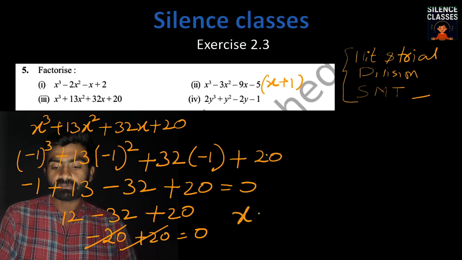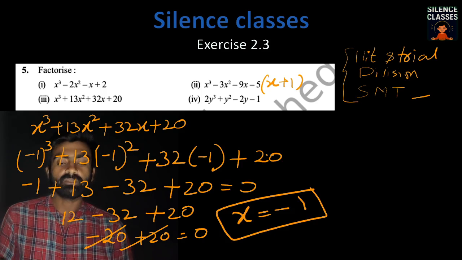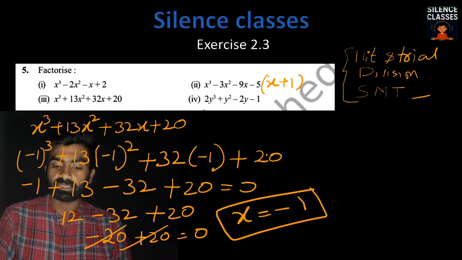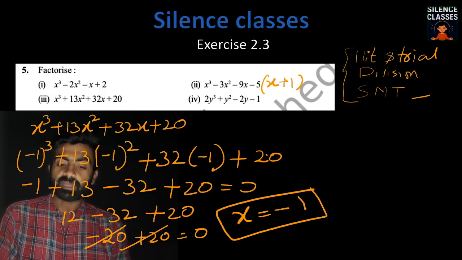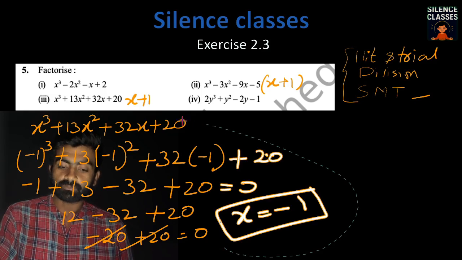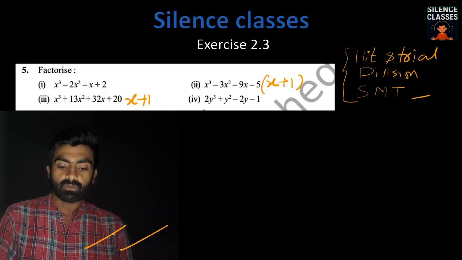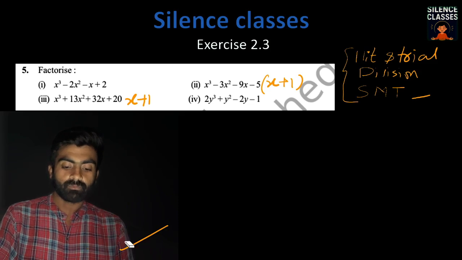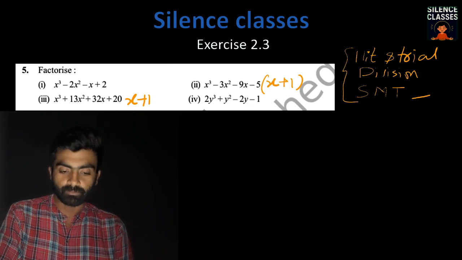the equation is becoming 0. So, moving to the right hand side, the first factor is x plus 1. So x plus 1 is the first factor of this particular equation. Okay, now what we have to do is divide this equation by x plus 1.